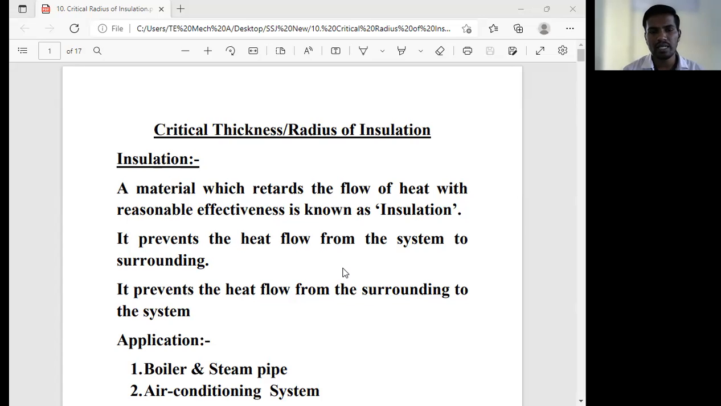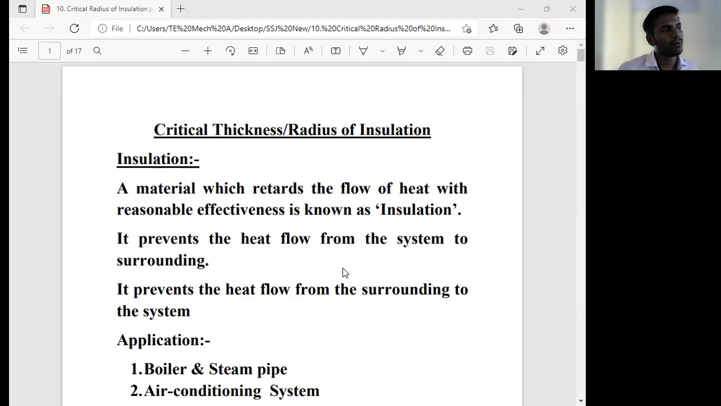Write the second point: it prevents the heat flow from the system to the surrounding. Then the next point: it prevents the heat flow from the surrounding to the system.